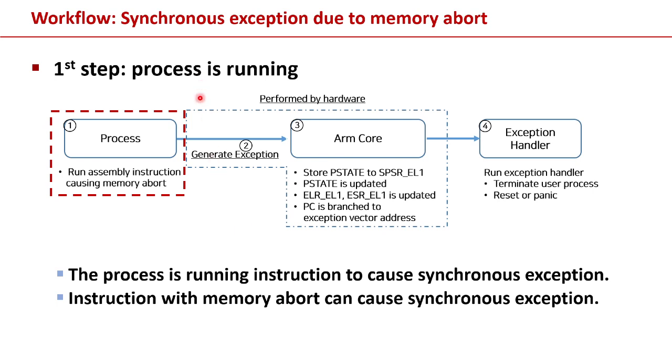The first step is when the process is running, it can access an invalid address. This is the main reason of memory abort. As a result of memory abort, the ARM core will generate synchronous exception. So you may be confused about in which situation memory abort occurs. It is a very important question to understand how synchronous exception occurs in the system. Let me explain how memory abort occurs in the system.